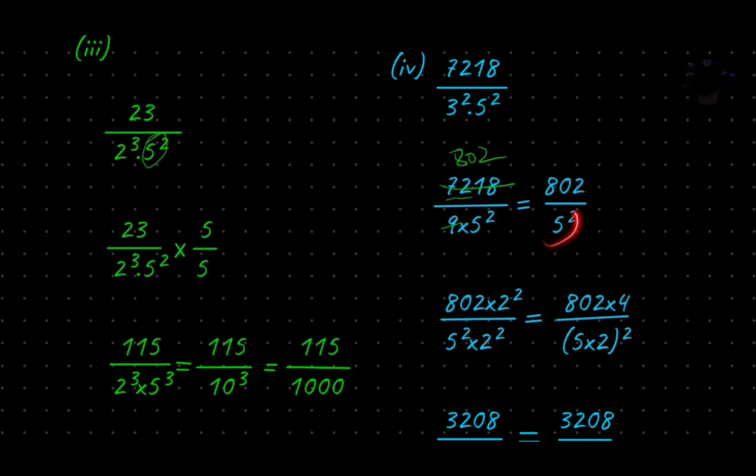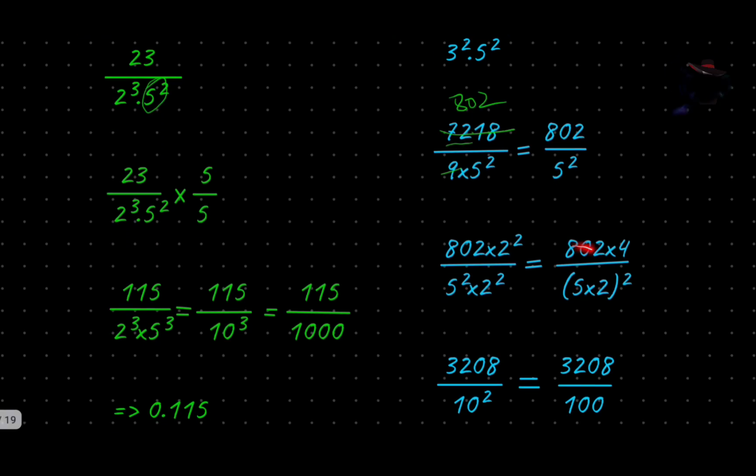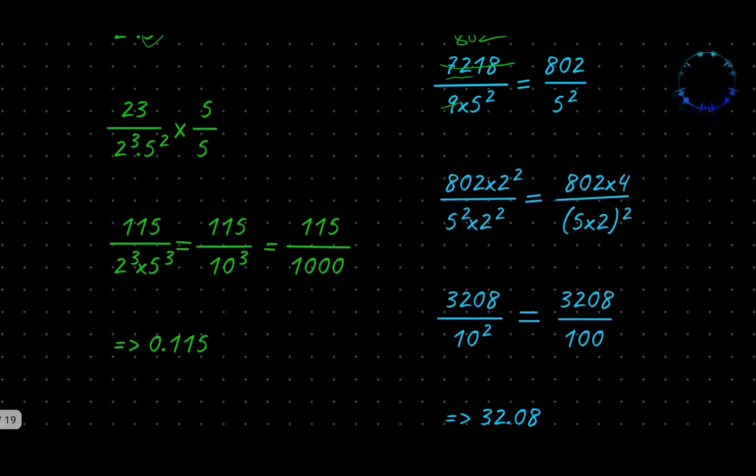Now 5 square as it is, 5 square. What do we need? We need 2 square. Again multiply and divide by 2 square. 802 into 2 square, 5 square into 2 square: 802 into 4, since 2 square is 4, then 5 into 2 is 10, that is 10 square. When we multiply 802 into 4, we get 3208 by 10 square. We have two zeros here as 10 square. So after two numbers, that is 8 and 0, we need to put the point here. That is 32.08 as a decimal form.